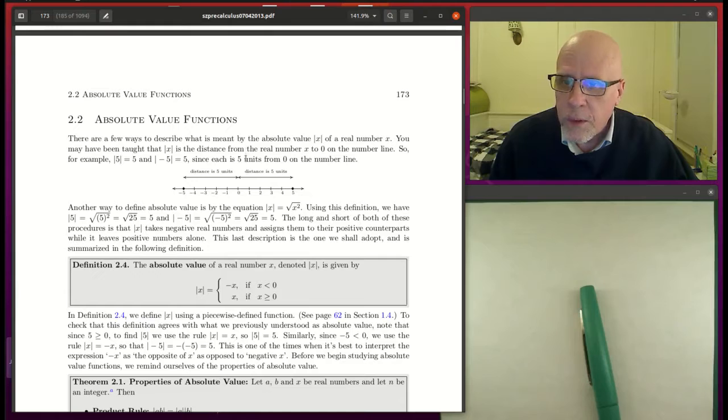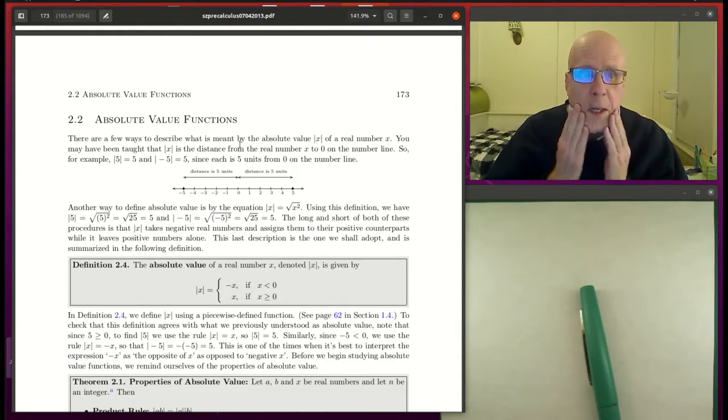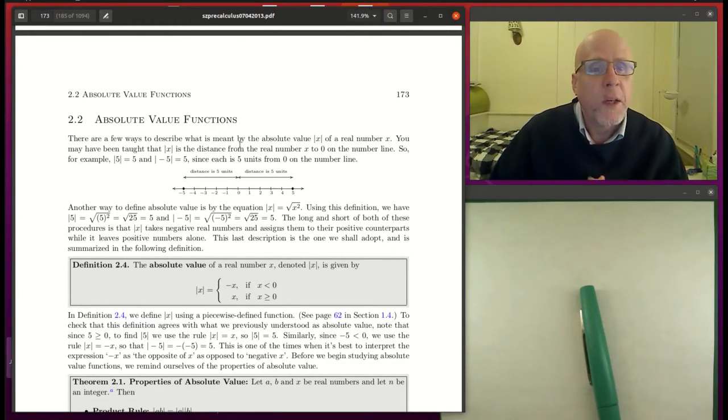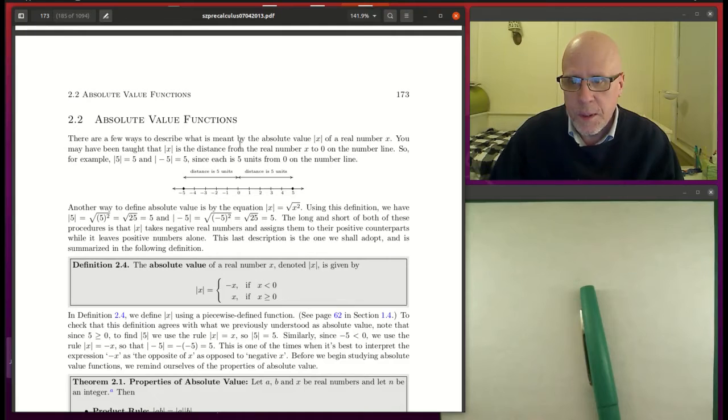So there's a couple of ways to think of this. I personally just like to think of it as a process. If you give me a negative number, I just take away the minus sign. If you give me a positive number, then I don't do anything. So you can verbally describe the absolute value function.